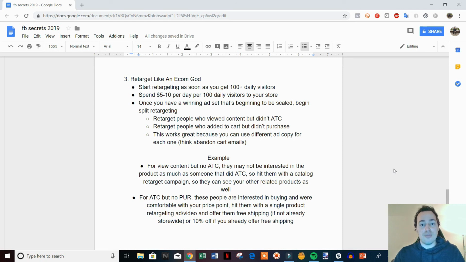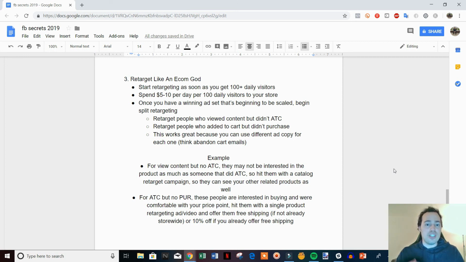So a lot of times if somebody adds something to cart and they don't complete the checkout, it could be because the shipping price was too high or they didn't have a shipping option that they wanted. So what you could do is you could go ahead and offer them free shipping if you haven't already done that. And if you do already offer free shipping, then you can just go ahead and offer them an additional 10% off.